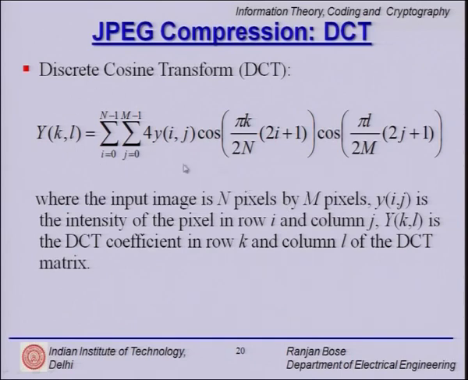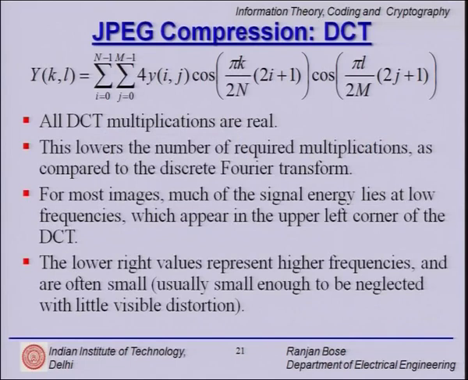Now, please note this is a real transform. It does a job similar to Fourier, but it is a real transform, and in images we would rather work with real transforms because we would not like to put in additional effort to handle complex numbers. So, all DCT multiplications are real. This lowers the number of required multiplications as compared to the discrete Fourier transform. But why do we use this DCT? What is so great about it? Well, for most real world images, most of the signal energy lies at the low frequency, which appears at the upper left corner of the DCT. The lower right values represent the higher frequency and often small values.